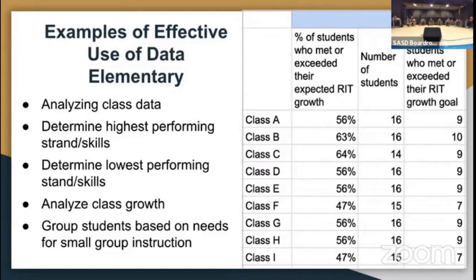This is one of our classrooms. I deleted which classroom teachers they were and what grade level it was. But this was showing how many students took the test, how many met or exceeded their written goal, and what percentage of their class had done that. They also group their students based on needs for their small group instruction.